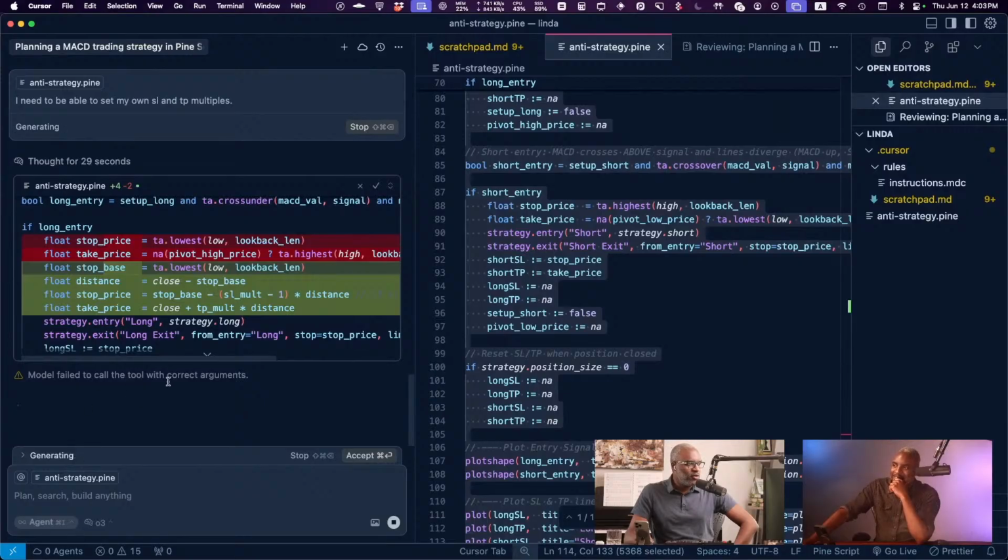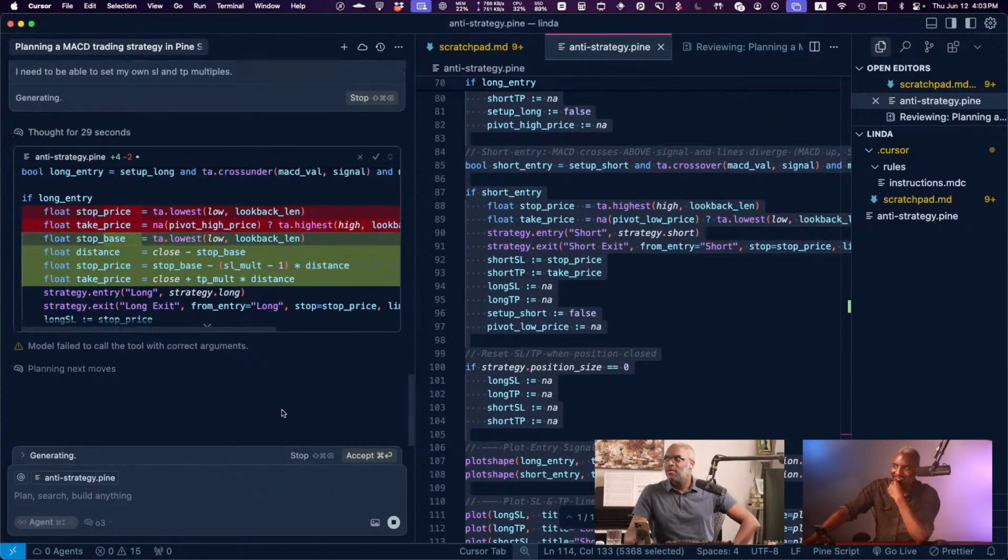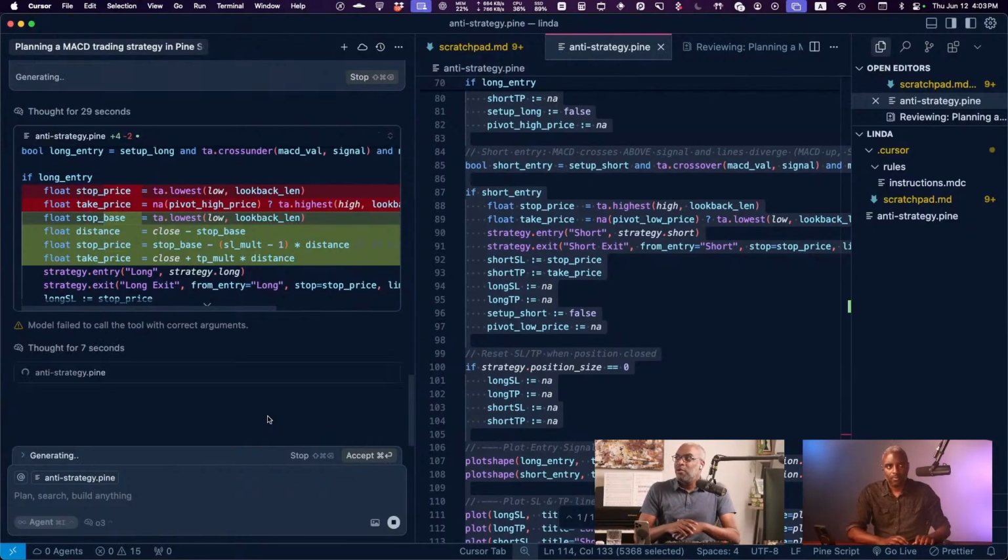Model failed to call the tool with correct arguments. I don't like that. That means it cost me money for no reason. I don't like that. We got people on YouTube, on Twitch, and on Twitter, Peter. It's an AI vibe coding palooza. People are here for it.